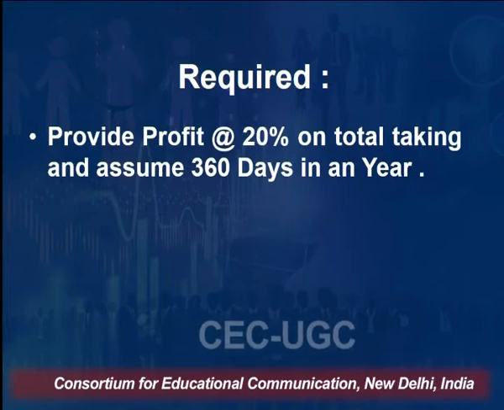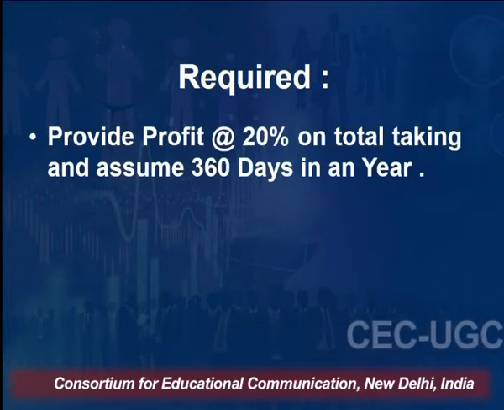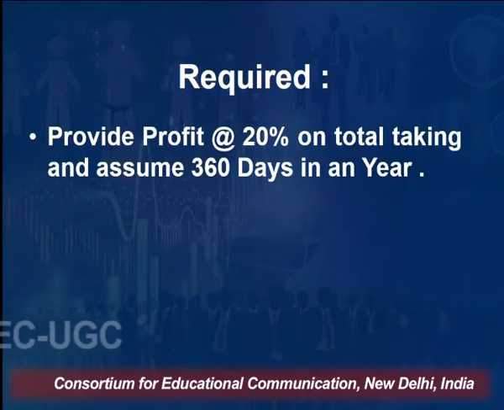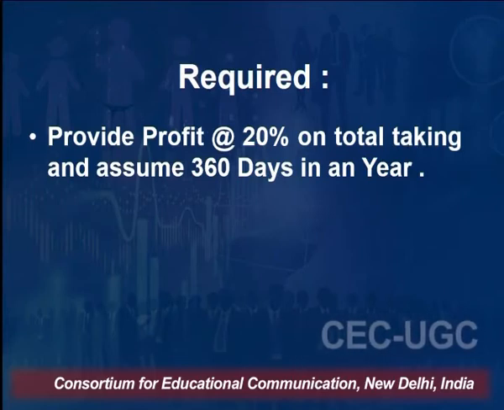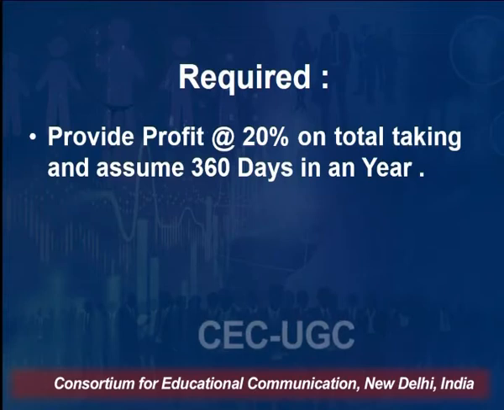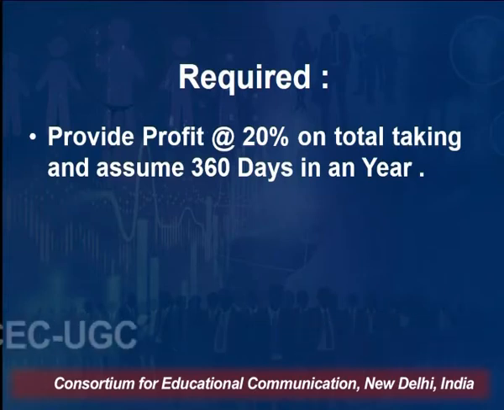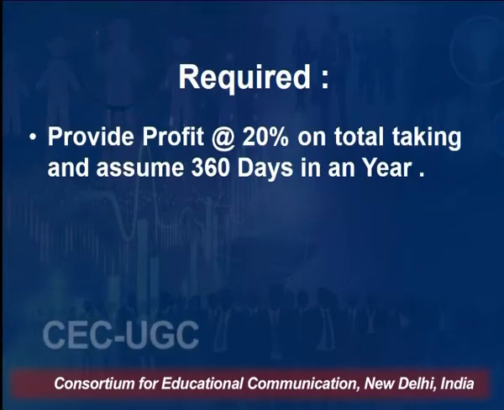We have to provide profit at the rate of 20% on total taking and assume 360 days in a year. So this service provider is telling us that they wish to provide a profit at the rate of 20% on total taking. Whatever is their total taking, they want 20% profit on that, and we have to assume 360 days in a year, not 365. And they are asking us to calculate the rent to be charged from each type of room to ensure the aforementioned profit.